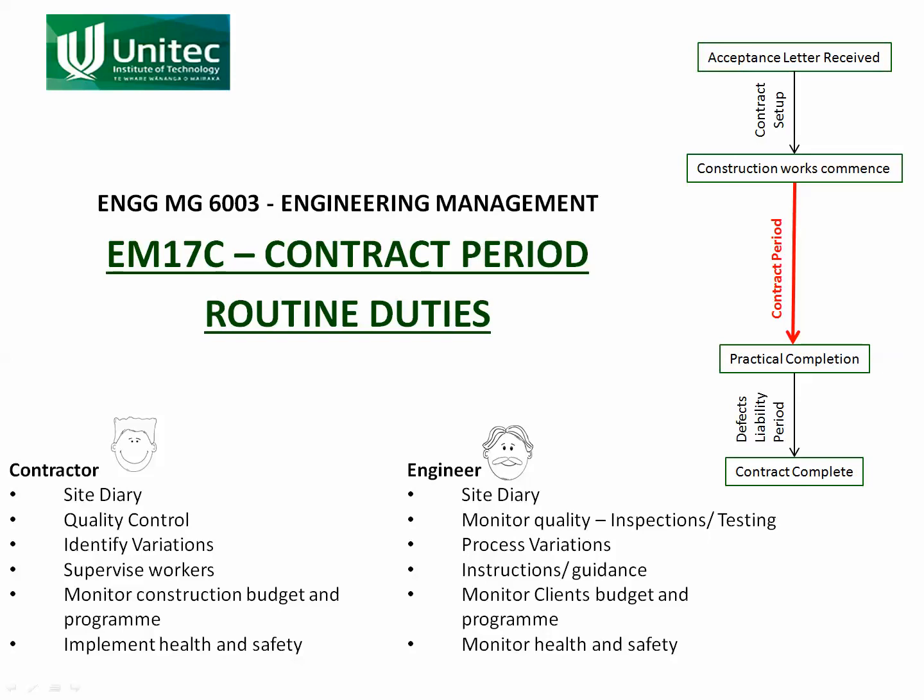Now, the contract period is that time from when the contractor starts work on site to the time when he finishes work on site. So from when he gets possession of the site through to the issue of the practical completion certificate. During this time, the contractor and the consultant are both doing stuff. The contractor is concerned with getting the work done, but he's project managing the work. The engineer is mainly concerned with monitoring that work and making sure that it is being produced the way it's supposed to be produced.